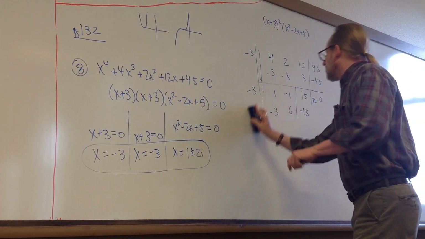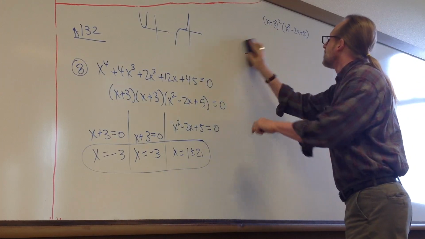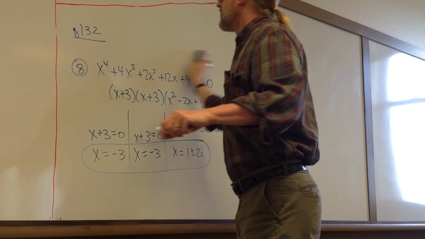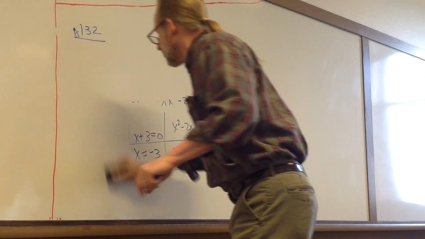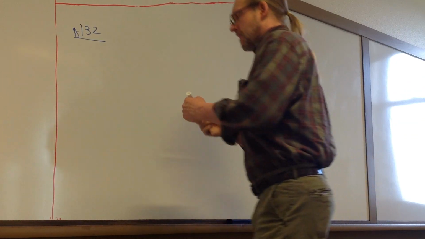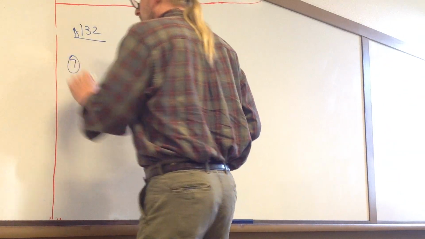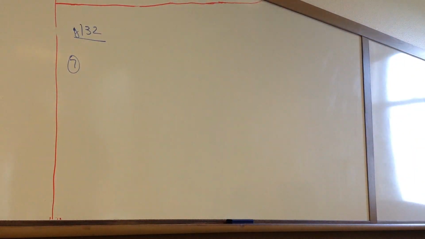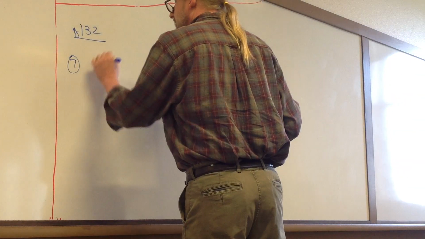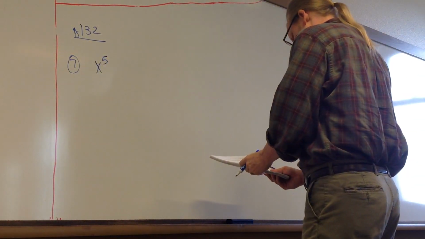Normally I do the even problems as examples, but 7 is a good example for some of the other problems that come up in this section. So let's take a look at that. All right, problem 7. Oh, this is a 5th degree equation, so we could have up to 5 roots on this.